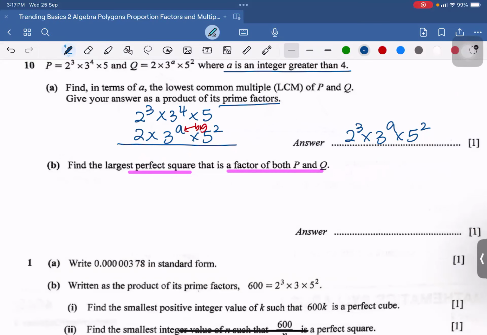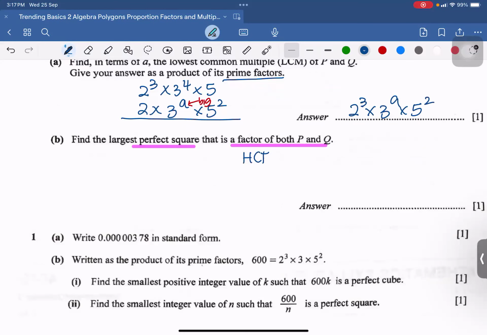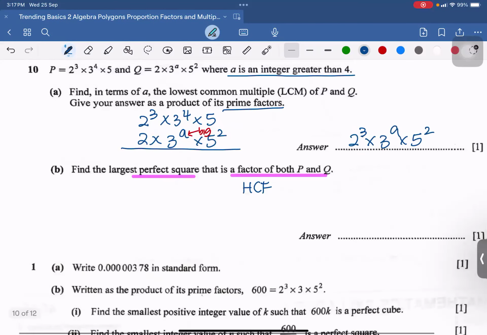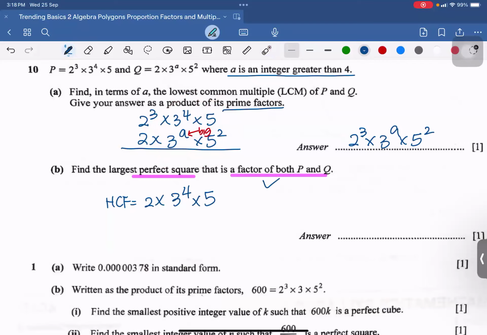Right. So I need a factor. So first thing, let me find the highest common factor first. So what's the HCF for the 2 of them? Which factor do I choose? Common factor. 2, 2. Any more? 3 to the power of 4. 5. 4, 5. Now I have the factor of both already.